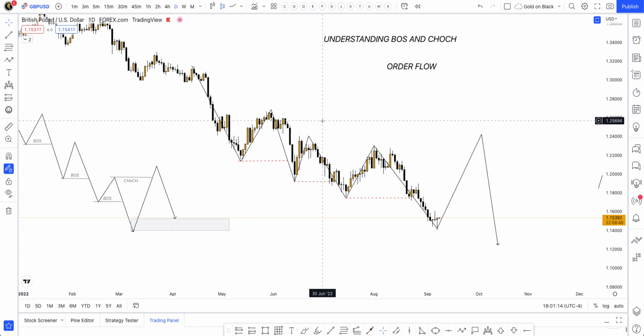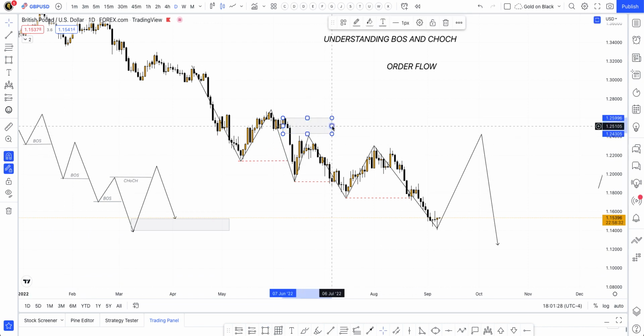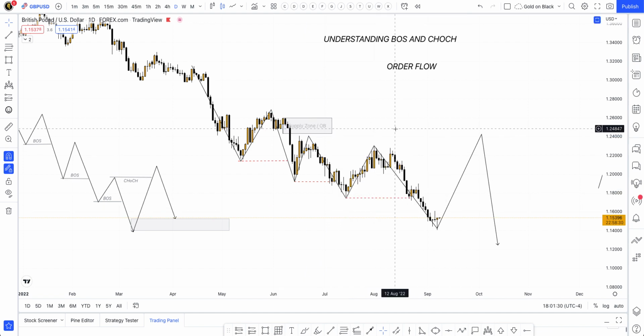My job is to check where, for example, if I want to continue selling, the closest order block is. If I want to continue selling with the downtrend, continuing with the order flow, my job is to try to spot an order block where the market can pull back and activate my sell to continue with the downtrend, right?